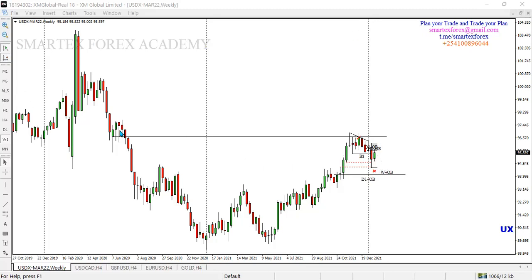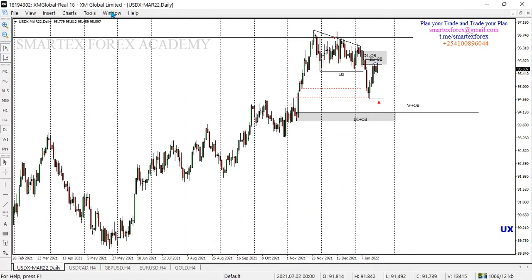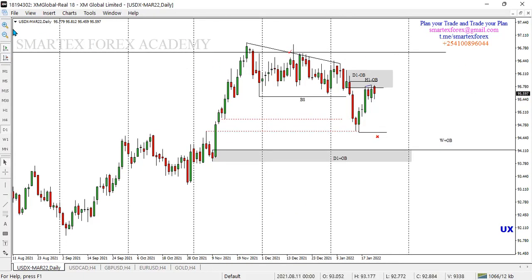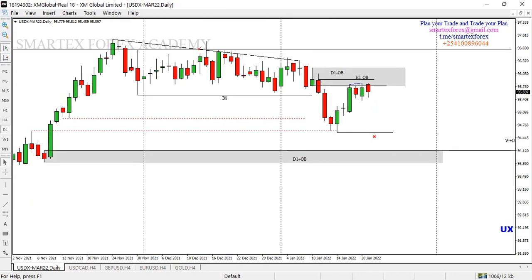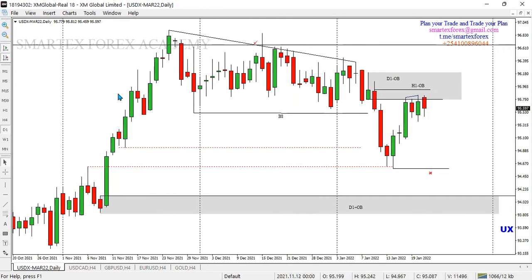Okay, so let's see what we have in the daily time frame. In this daily time frame, we have our daily bullish order block here. There is an imbalance here. This was the weekly imbalance, which was closed, and then we have another one here.